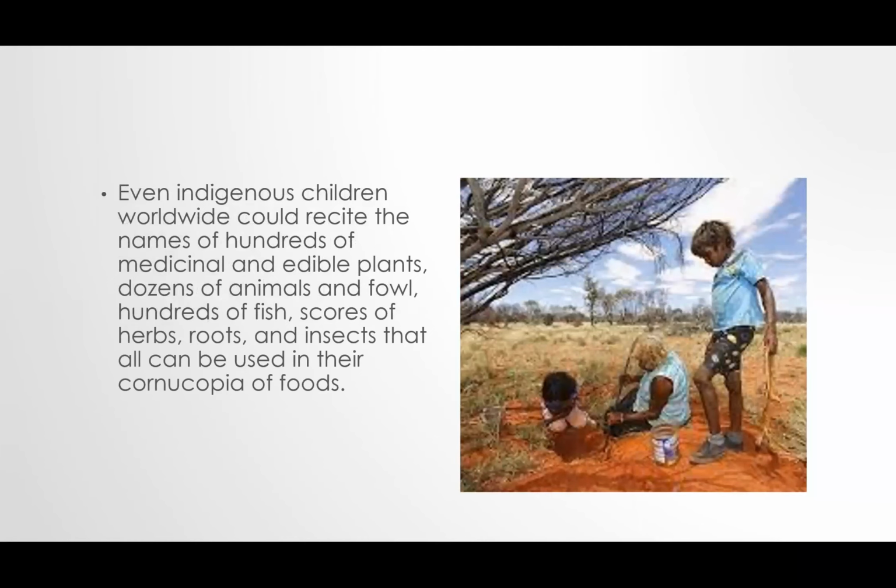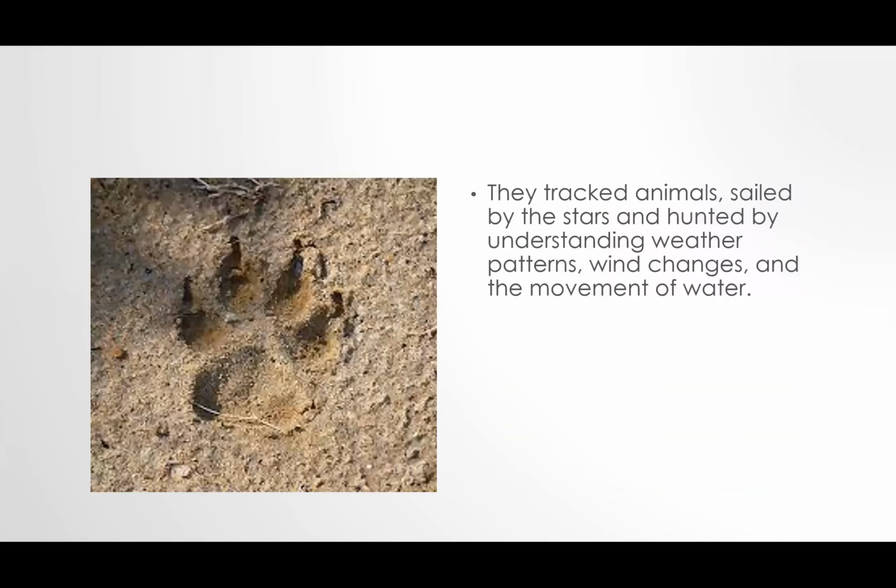Even indigenous children worldwide could recite the names of hundreds of medicinal and edible plants, dozens of animals and fowl, hundreds of fish, scores of herbs, roots, and insects, that all can be used in their cornucopia of foods. They tracked animals, sailed by the stars, and hunted by understanding weather patterns, wind changes, and the movement of water.